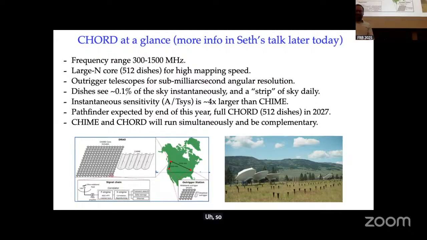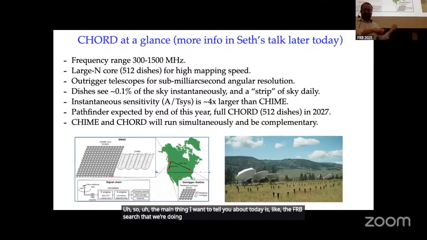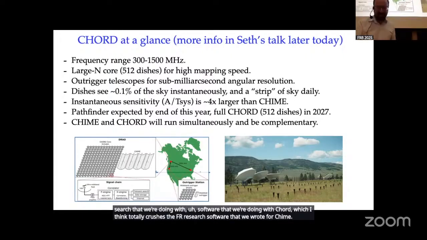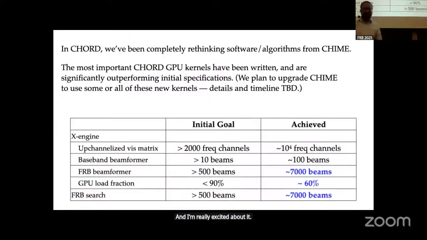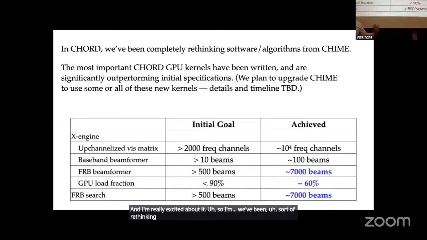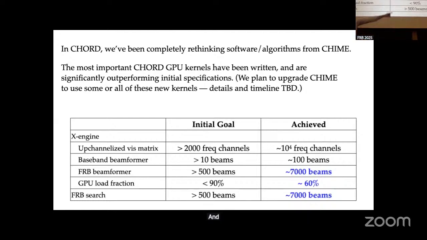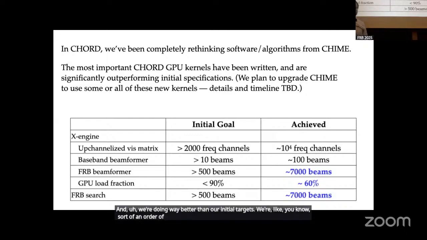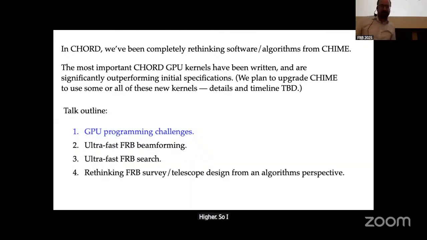The main thing I want to tell you about today is the FRB search software that we're doing with CHORD, which I think totally crushes the FRB search software that we wrote for CHIME, and I'm really excited about it. We've been rethinking the CHORD project, and it snowballed into rethinking all the algorithms and software from scratch. And we're doing way better than our initial targets, sort of an order of magnitude higher. So I want to tell you about how we do that.